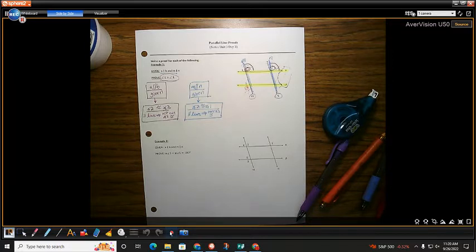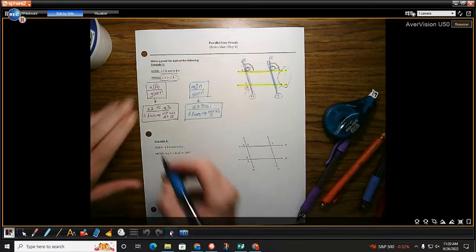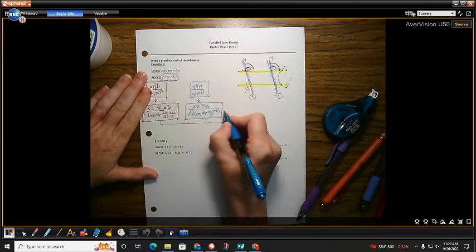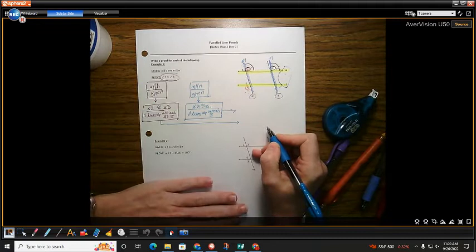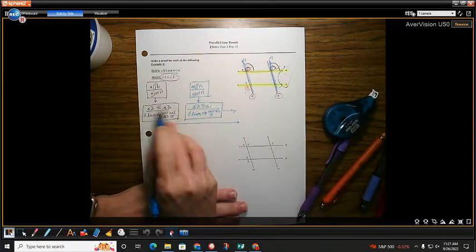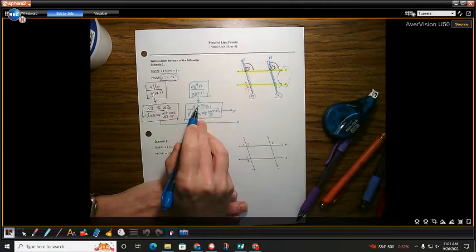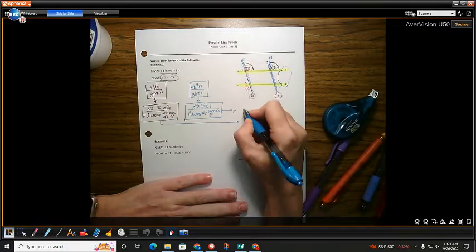So I've got 2 is congruent to 3, and 2 is congruent to 1. That's a transitive. But neither of those are what I want. The transitive property is the transitive. Okay, well, what does the transitive property tell me? It tells you if A is congruent to B, and B is congruent to C.